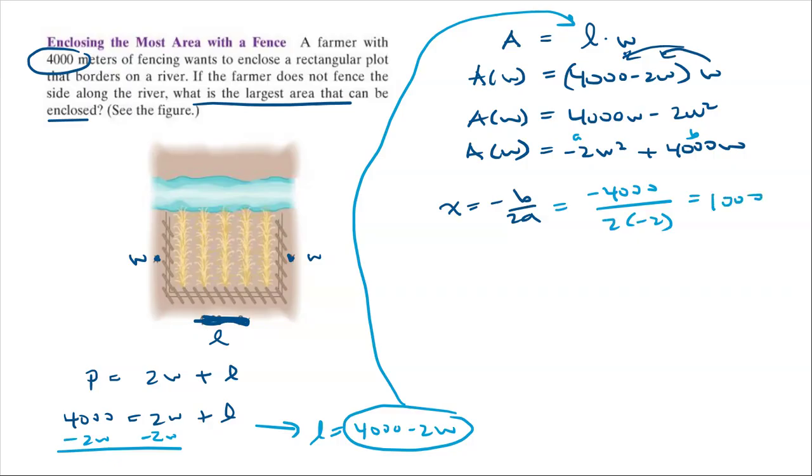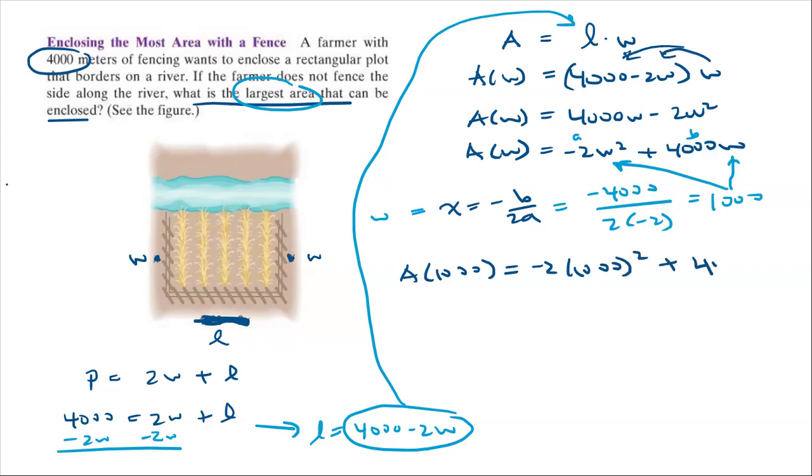But again, we want to find the largest area. This is what X is, or in this case, W. X is the same thing as W, because we're just using a different variable here. So we're just going to plug our 1,000 in for W. So we get A of 1,000 equals negative 2 times 1,000 squared plus 4,000 times 1,000.